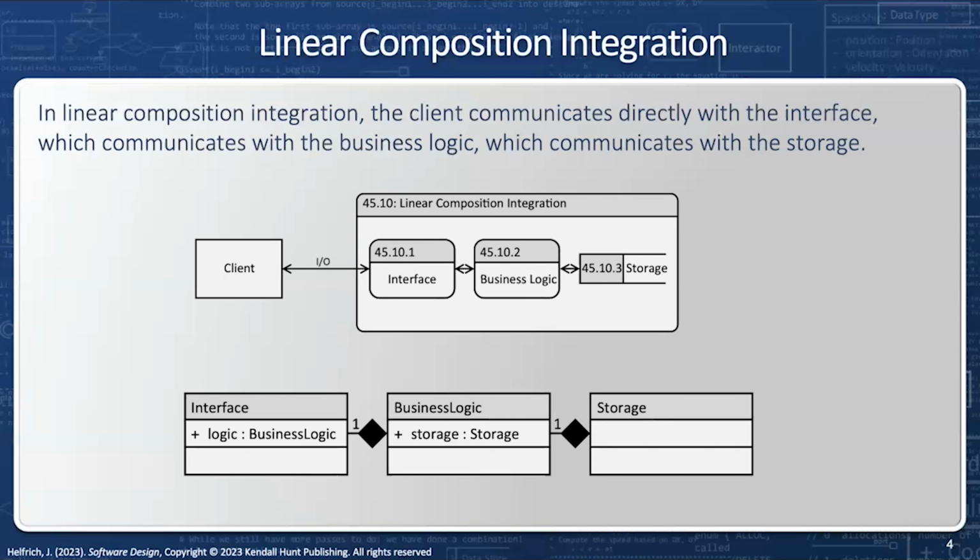So the interface will contain a business logic, and the business logic will contain a storage. This way, when I instantiate an interface, I automatically get a business logic and a storage, and the client doesn't have to do any work to hook things up. This is by far the easiest way to integrate the three concerns.